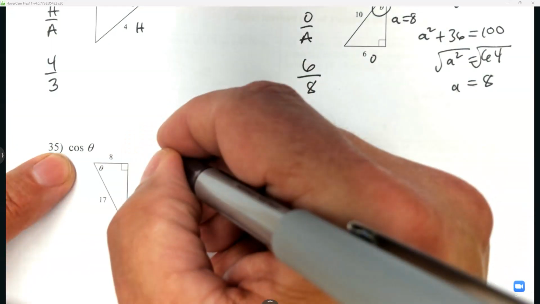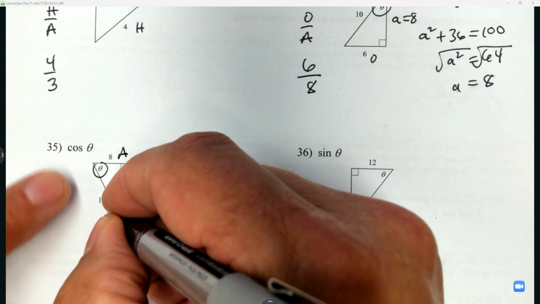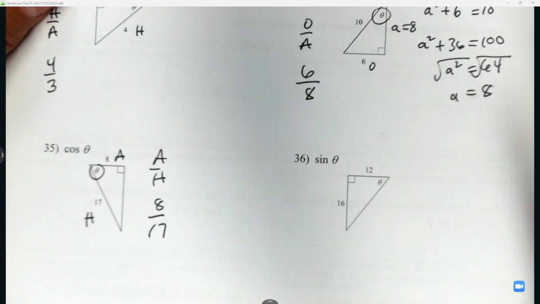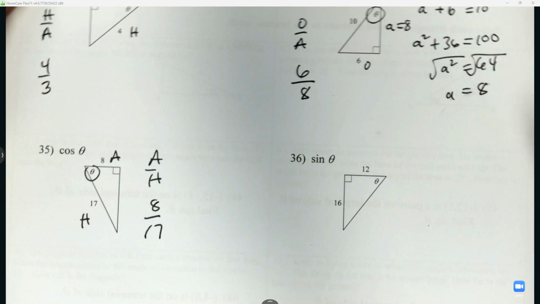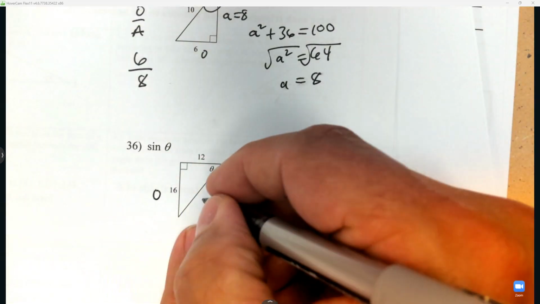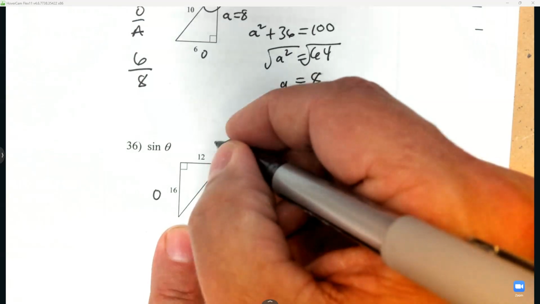Here, first the definition. From this angle, the adjacent side is 8, and the hypotenuse is 17. So the answer is just 8 over 17. If the sides are there, we have a ratio. Sine is opposite, which we have, over hypotenuse, which we don't have.